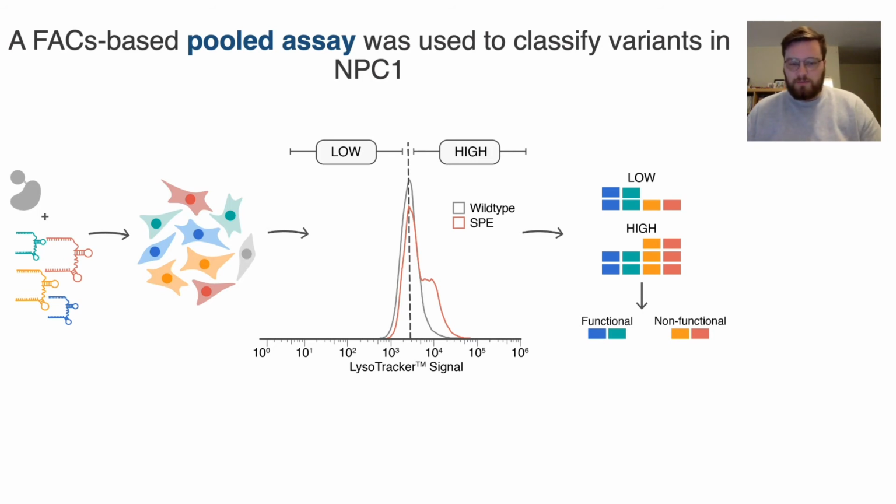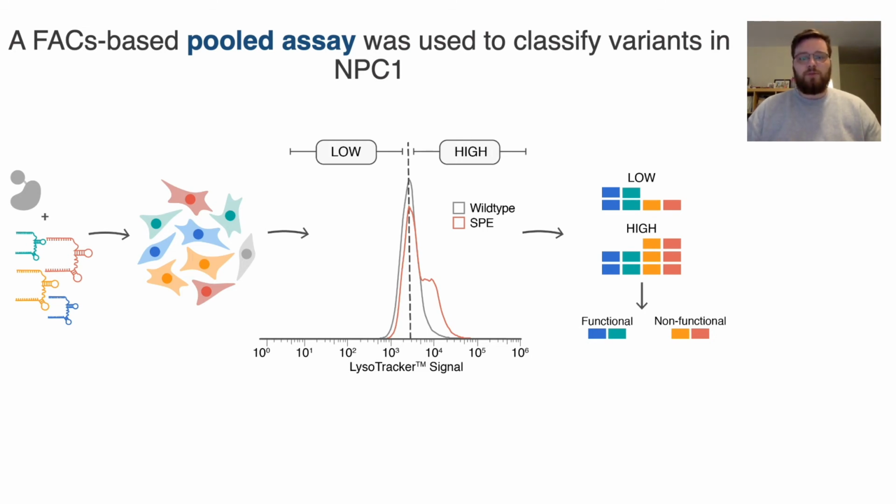We then gated the population into a low and high fluorescence population, and this was based on what the LysoTracker signal distribution of the wild type population looked like. Basically, we split that distribution right down the middle, with the bottom 50% of wild type control cells corresponding to a low fluorescent population, and the top 50% of control cells corresponding to a high fluorescent population.